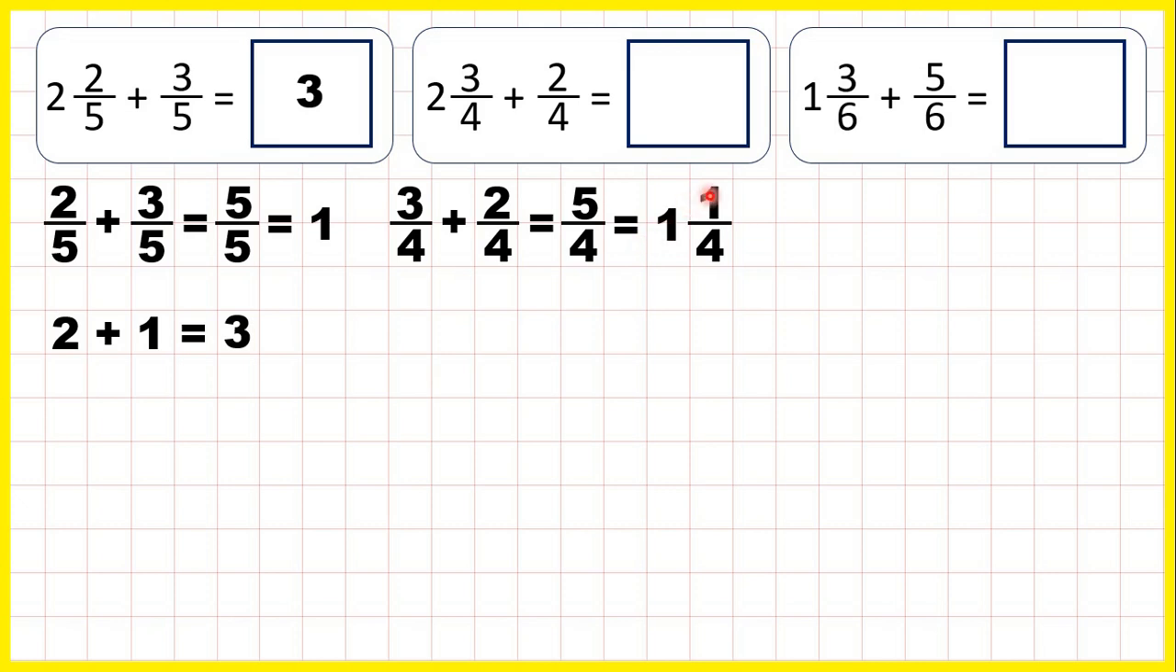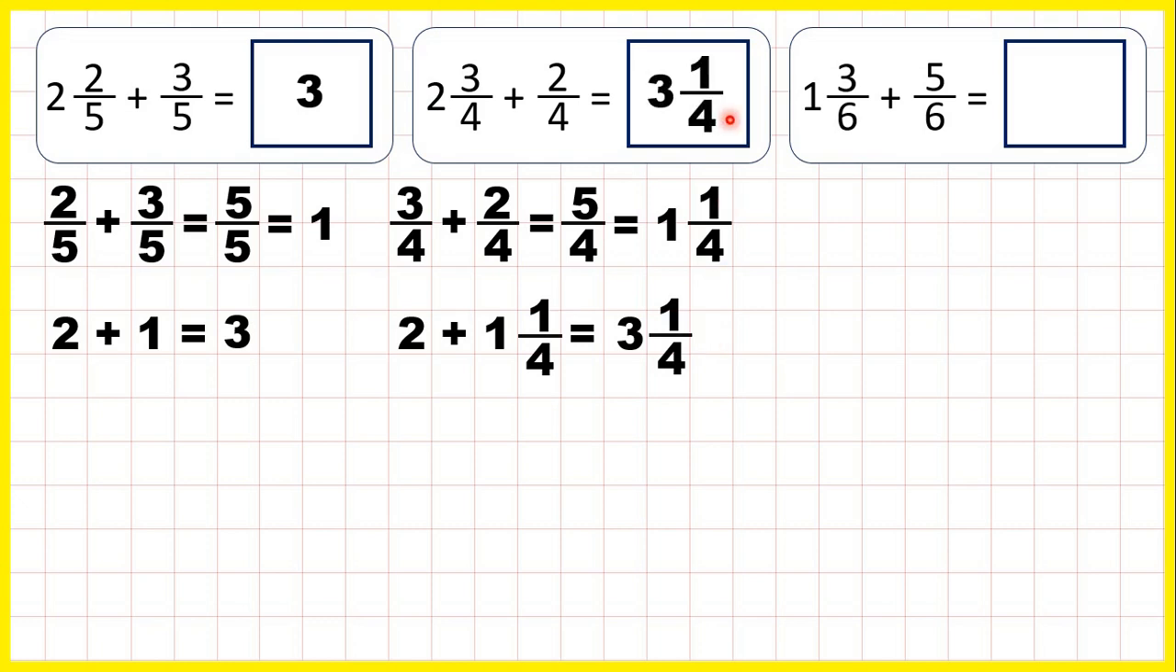That's 1 1/4 because 5 divided by 4 is 1 remainder 1, or because 1 times 4 is 4 plus 1 is 5. So from adding our fractions, we've got 1 1/4. If we add that to the whole number that we started with in our question, that gives us 3 1/4 as our answer.